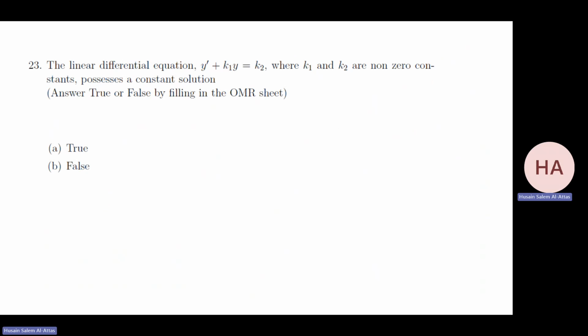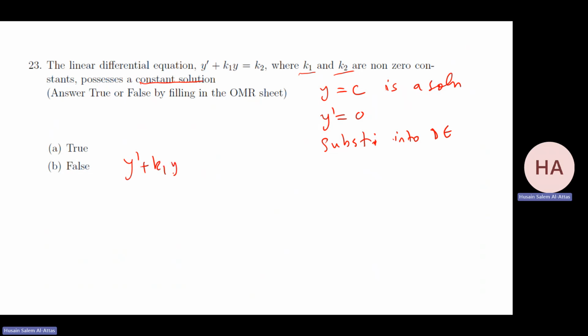The linear differential equation, where k1 and k2 are non-zero constants, possesses a constant solution. It can have a constant solution. The only condition is that k1 and k2 are non-zero. What does constant solution mean? It means y equals c is a solution. How do we check that? Substitute. So y prime equals 0. Just substitute into the differential equation. This is the differential equation; let me write it here.